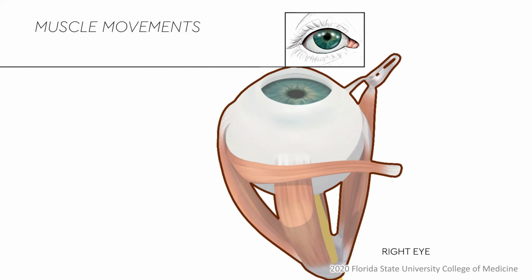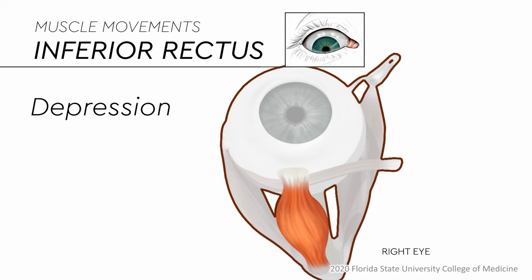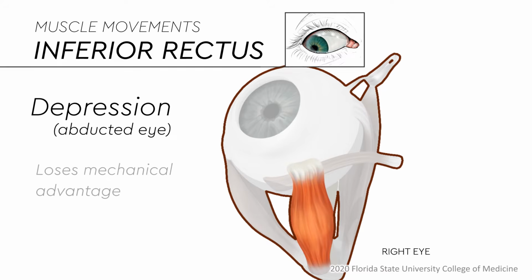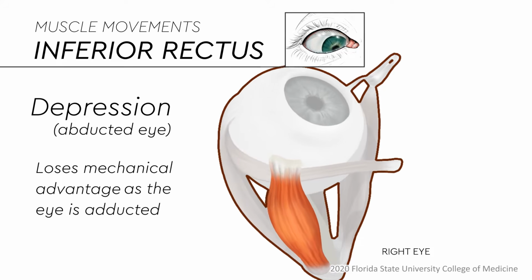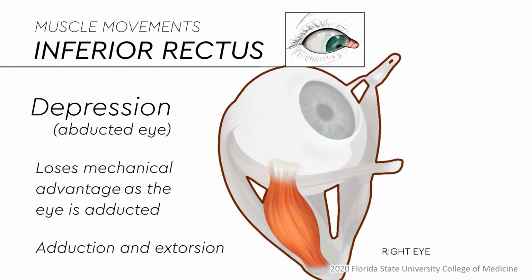The primary result of contraction of inferior rectus is depression of the eye. However, as is the case with superior rectus, the inferior rectus is most effective at depressing the abducted eye, and loses the mechanical advantage necessary for depression as the eye is progressively adducted. The fully adducted eye can be depressed only by the superior oblique muscle. In addition to its primary function as a depressor of the eye, inferior rectus also produces adduction and extorsion of the eye.